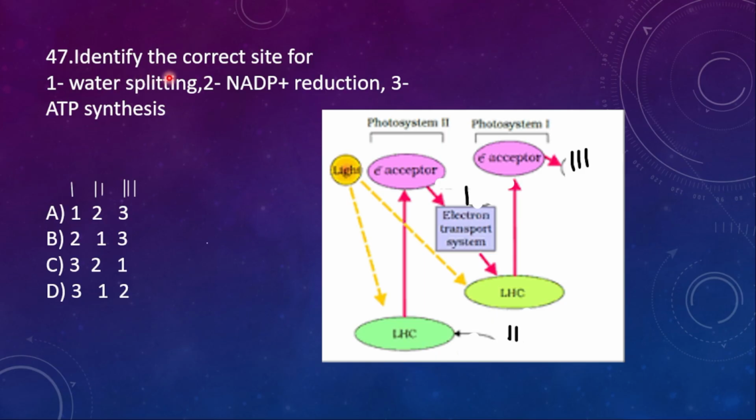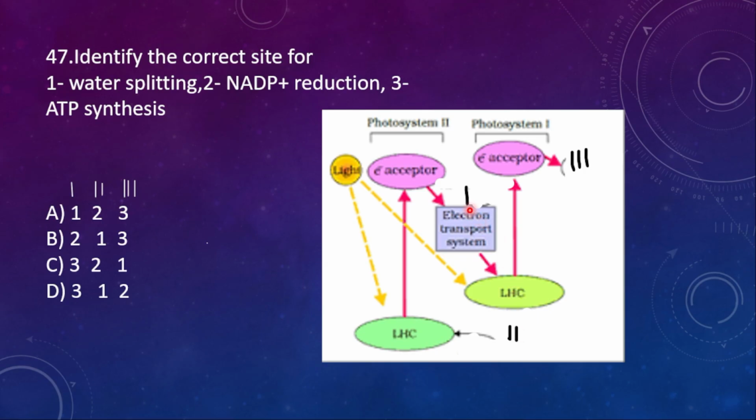47. Identify the correct site for 1, water splitting; 2, NADPH plus reduction; and 3, ATP synthesis. Here they are giving numbers. This is 1, this is 2, and then this is 3. This one we must identify. What is 1? 1 is electron transport system, which is actually having ATP synthesis, and then 2 is water splitting, and then 3 is reduction.